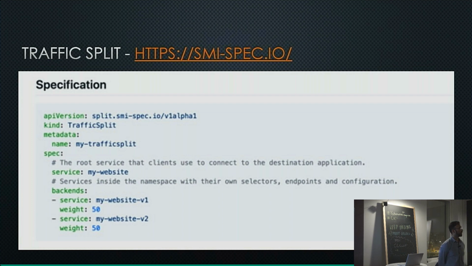A traffic split is an SMI spec which can describe how you want the incoming traffic to be split into 2 different parts. In this particular spec, I want the backends, my website v1 and my website v2, to have 50% of the traffic each. So this is what the traffic split looks like.